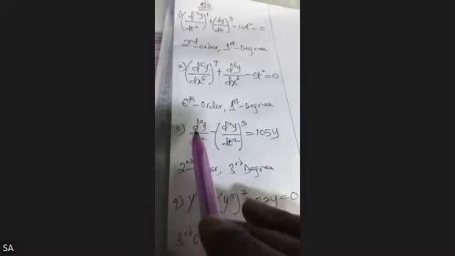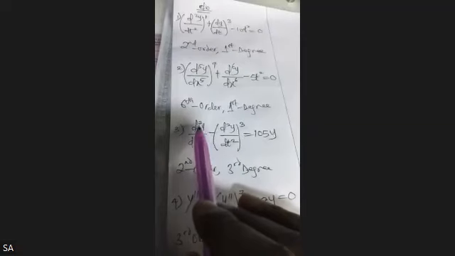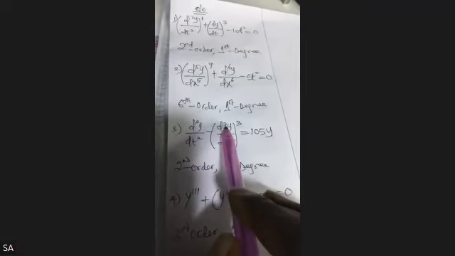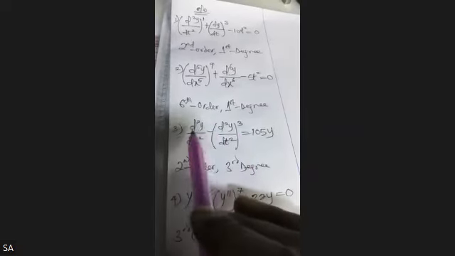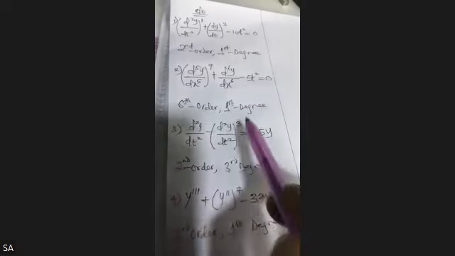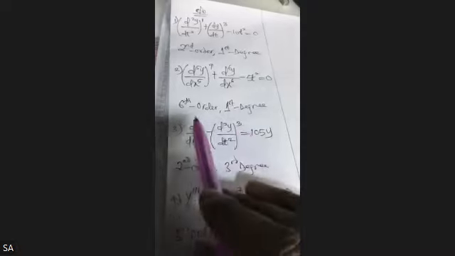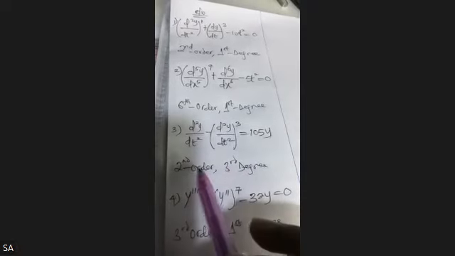Let's go here now. This is D2. This D2 means second. This D2 also means second. But how do we define the degree? You will check the power. The power here is 3. The power on this one is 1. So this is second order, third degree.